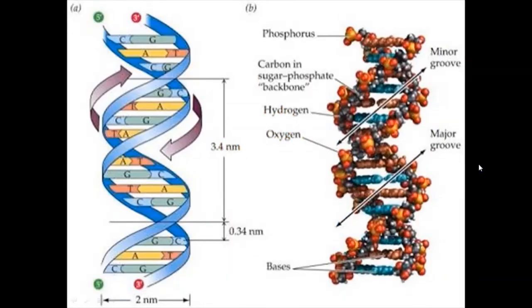The two strands of DNA are complementary to one another. If one DNA strand has adenine, the other strand would have thymine, and if it has guanine, the other would have cytosine.